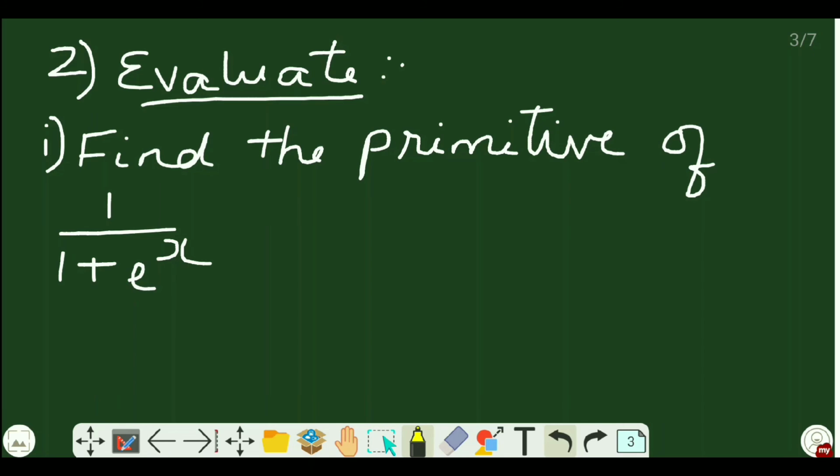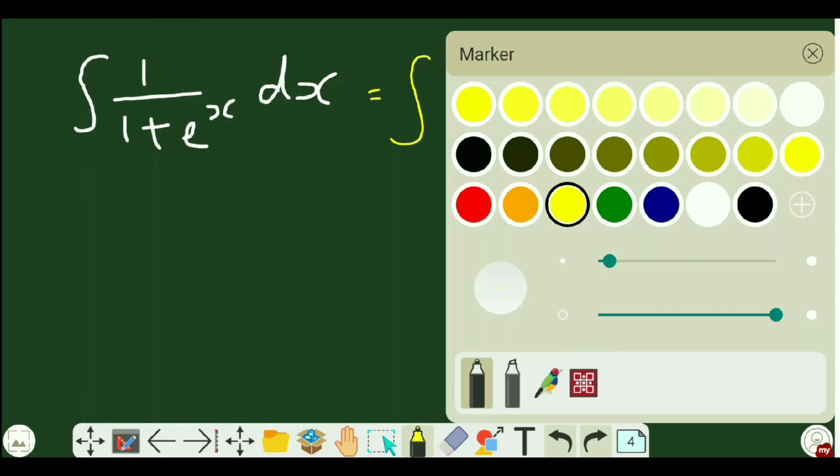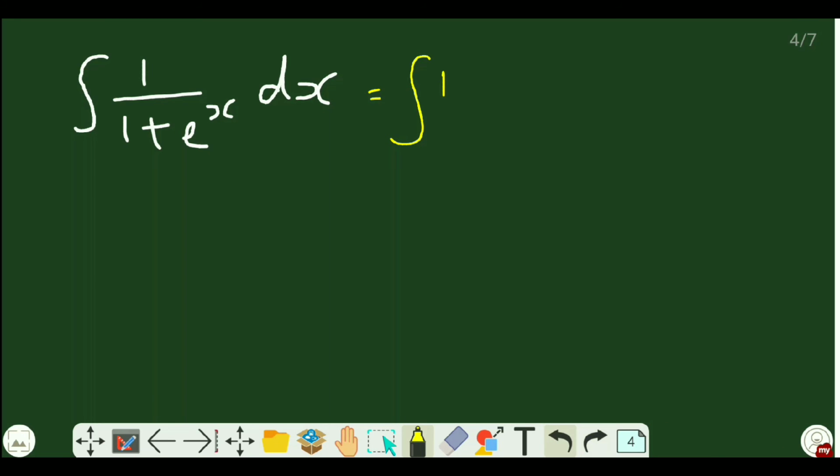We go to the second question of the fourth one. The question is evaluate. The first question in that, find the primitive of 1 upon 1 plus e raised to x. Primitive means you have to find the integral of 1 upon 1 plus e raised to x. So, like the previous sum, we are going to adjust the denominator in the numerator. In the numerator we already have 1, and we write plus e raised to x, and to balance plus e raised to x, we also write minus e raised to x. This is the method to be used over here.